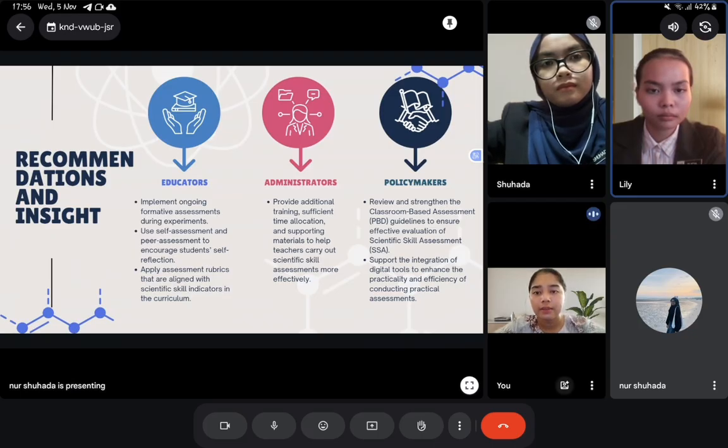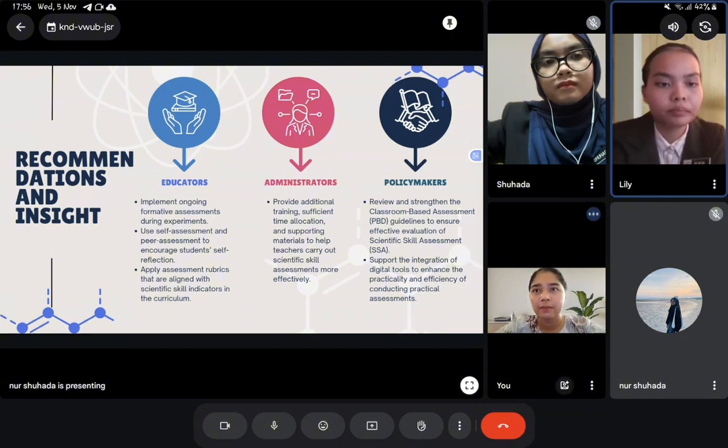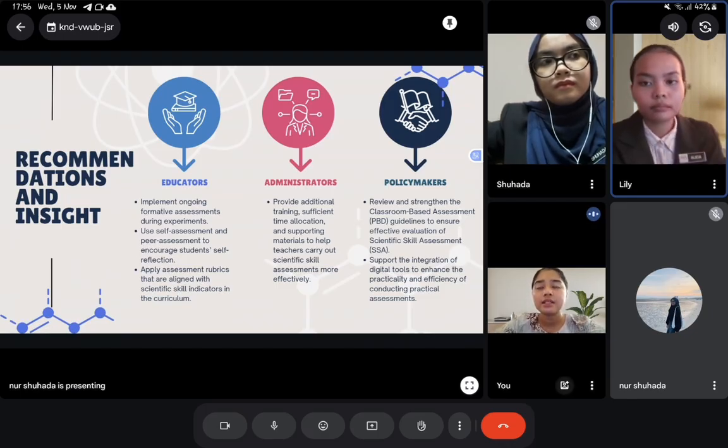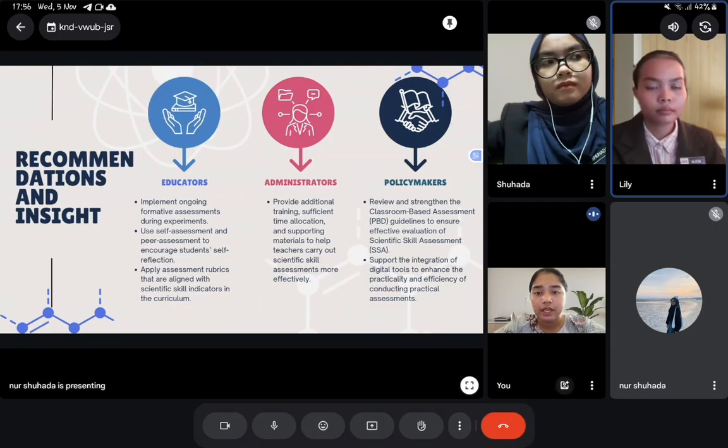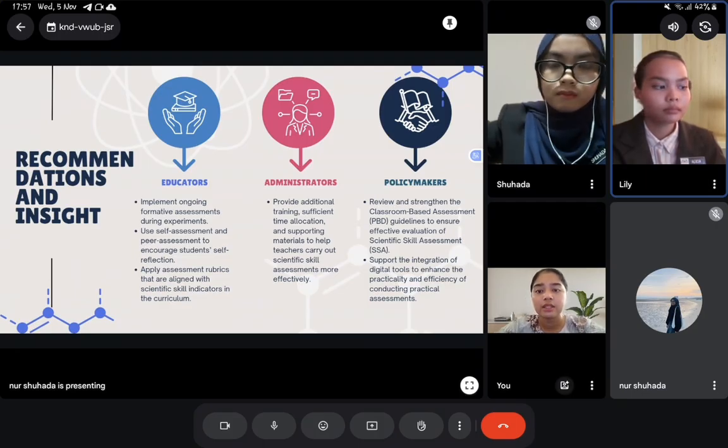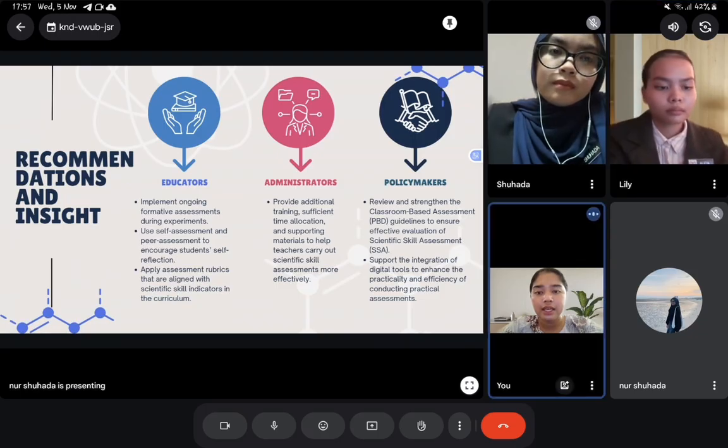Second, administrator. This means school leaders and administrators are responsible for providing the necessary support to teachers to implement scientific skill assessment effectively. They can provide additional training, sufficient time allocation, and supporting materials to help teachers carry out scientific skill assessment more effectively.